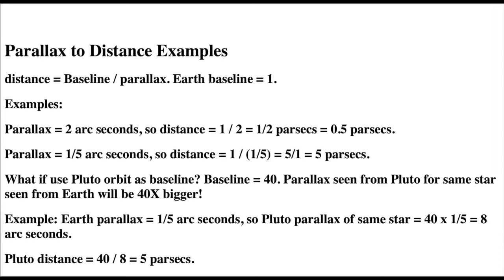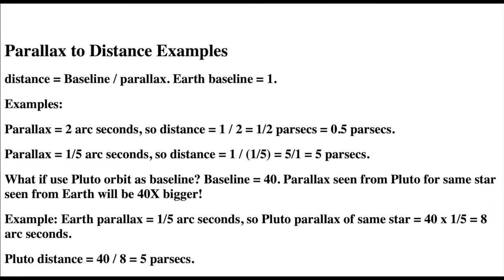Well, what if you're not observing from Earth, but say at Pluto? The distance in parsecs equals the baseline divided by the parallax. Pluto's orbit is about 40 times larger than Earth's, so it has a baseline 40 times larger. That will make the parallax of the star 40 times bigger than if we observed from Earth.